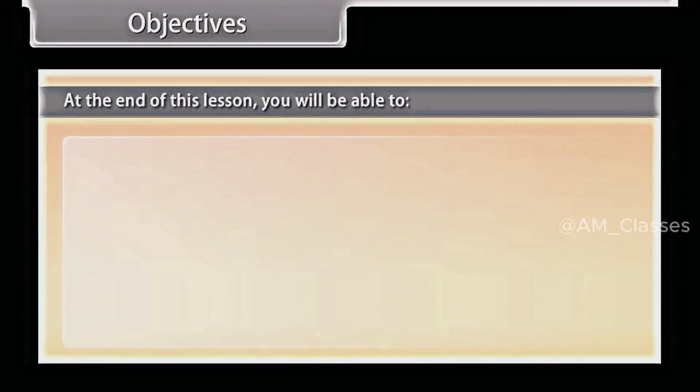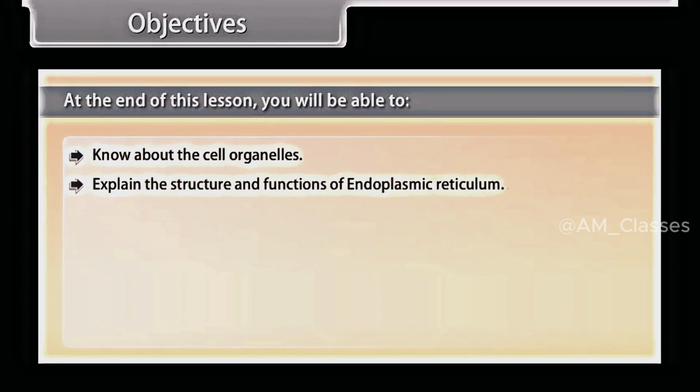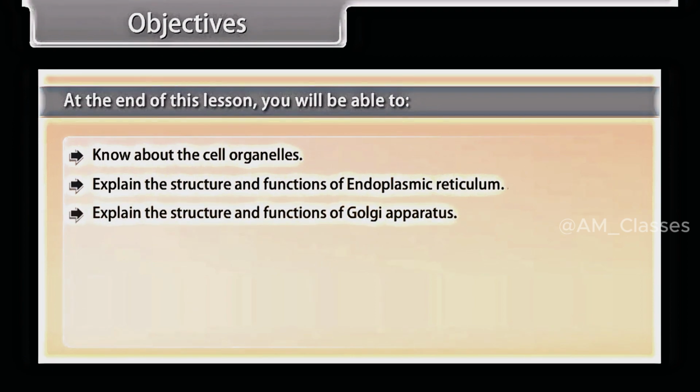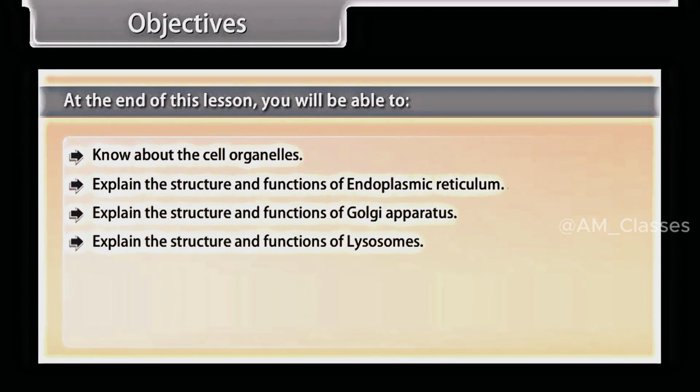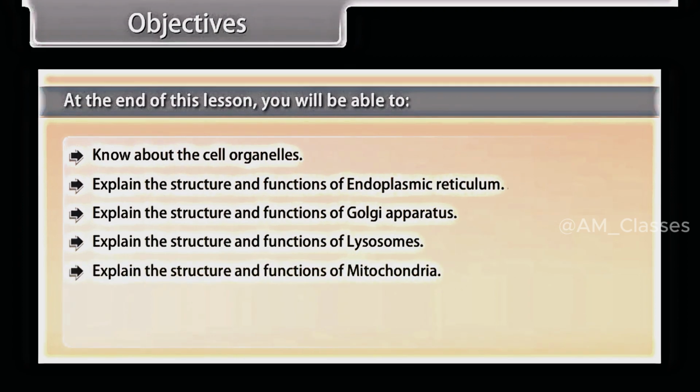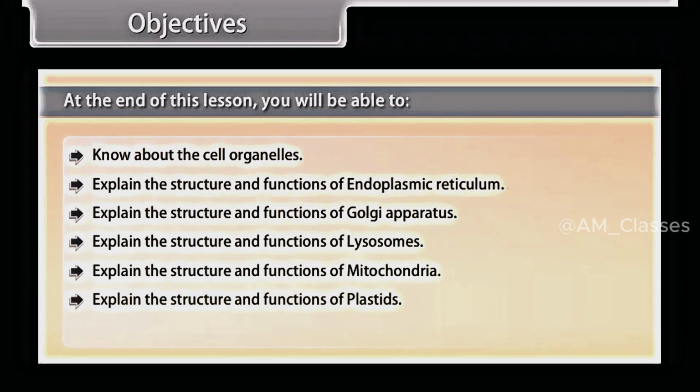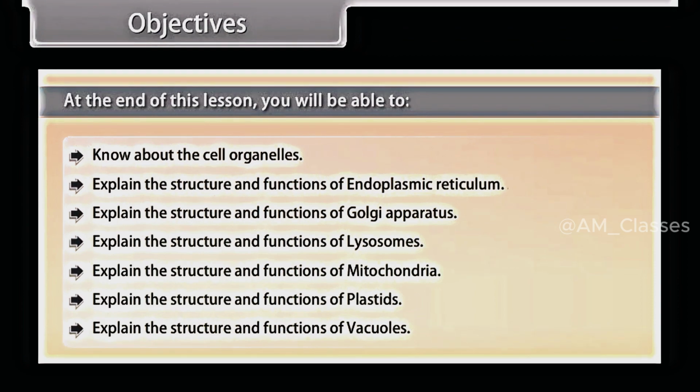Objectives. At the end of this lesson, you will be able to know about the cell organelles, explain the structure and functions of endoplasmic reticulum, explain the structure and functions of Golgi apparatus, explain the structure and functions of lysosomes, explain the structure and functions of mitochondria, explain the structure and functions of plastids, and explain the structure and functions of vacuoles.